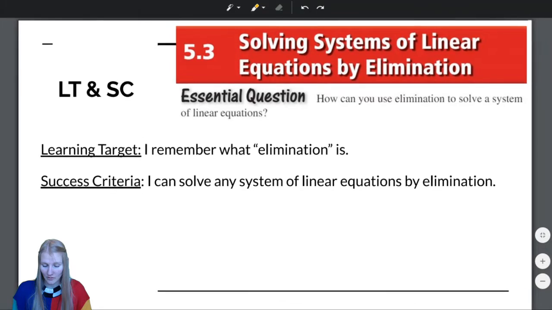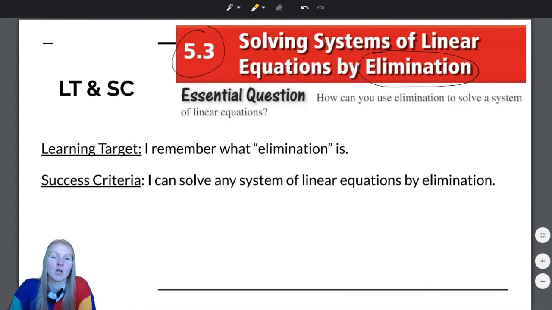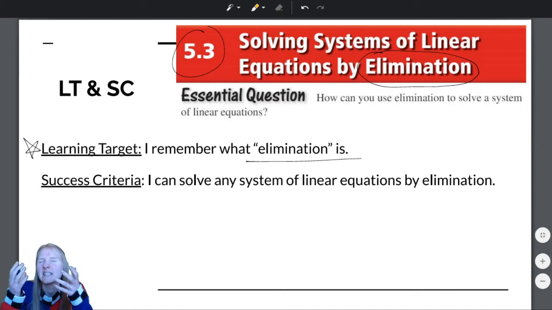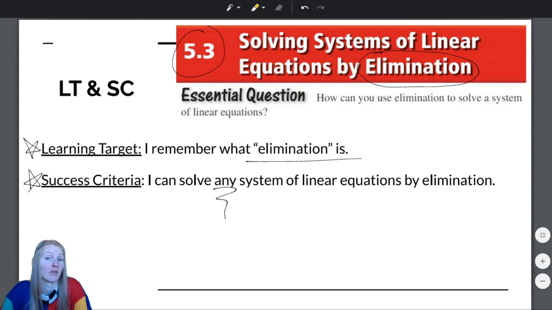Now, let's move on to finishing section 5.3. So 5.3, still about elimination. Today, our learning target is that you remember what elimination is. What is it? Why is it called elimination? How do I use it? What are the steps? The success criteria is that you can solve any system of linear equations by elimination.